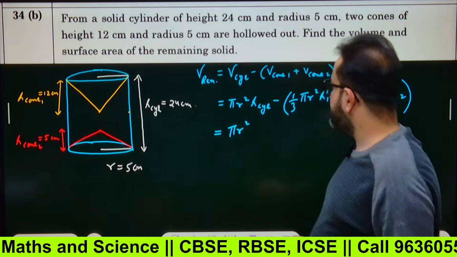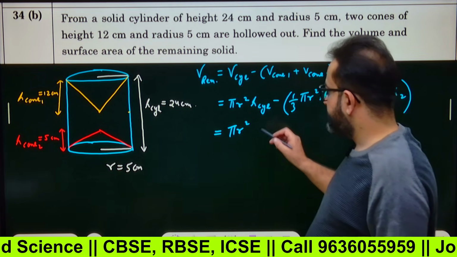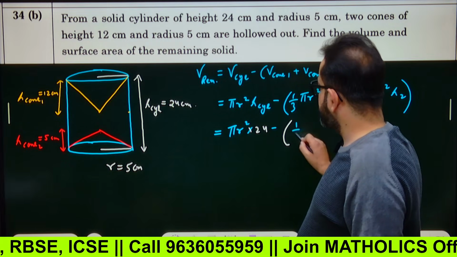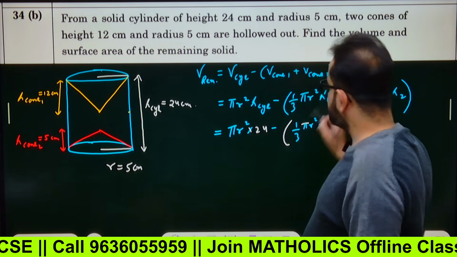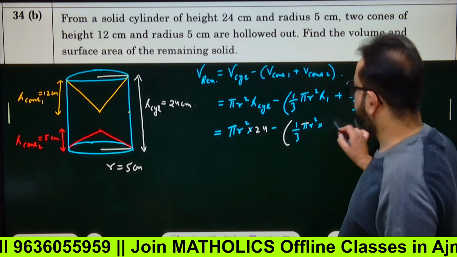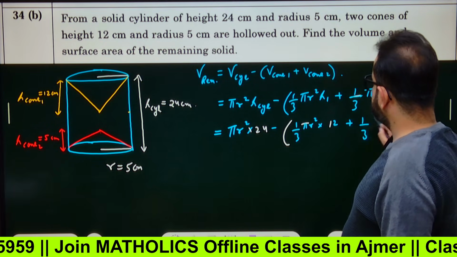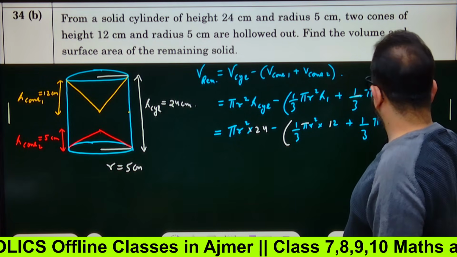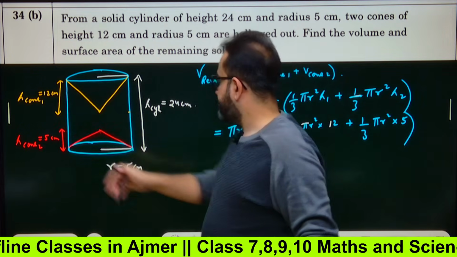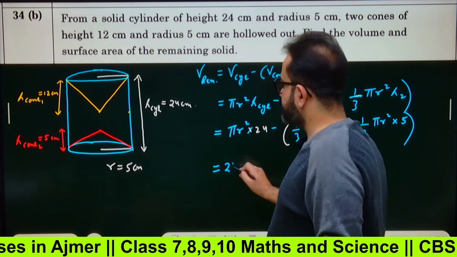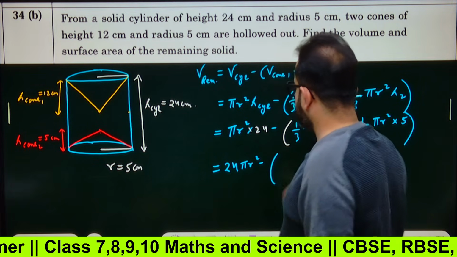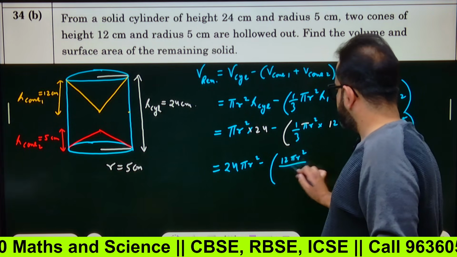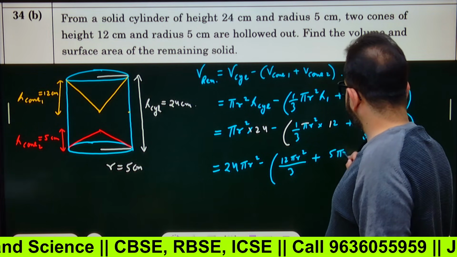So pi r square is common. Height of cylinder is 24 minus 1 by 3 pi r square into h1, h1 is 12, plus 1 by 3 pi r square into h2. What is h2? H2 is 5. This height is 12, this is 5. Now you just deal in pi r square first. It is 24 pi r square minus, in bracket, 12 pi r square by 3 plus 5 pi r square by 3.